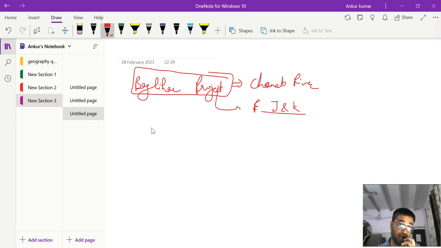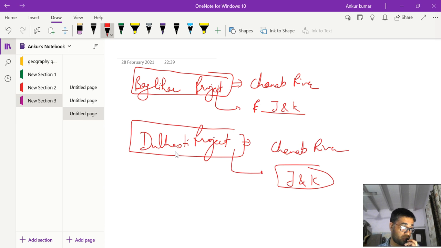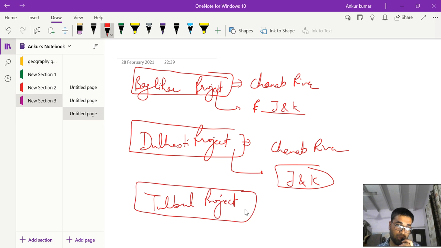Right. Moving on to the next project, that is Dulhasti Project. Dulhasti Project is based on the Chenab River and is built in Jammu and Kashmir state. Right. This is the Dulhasti. Moving on to the next project, that is Tulbul Project. Tulbul Project is based on the Jhelum River and is built in Jammu and Kashmir.